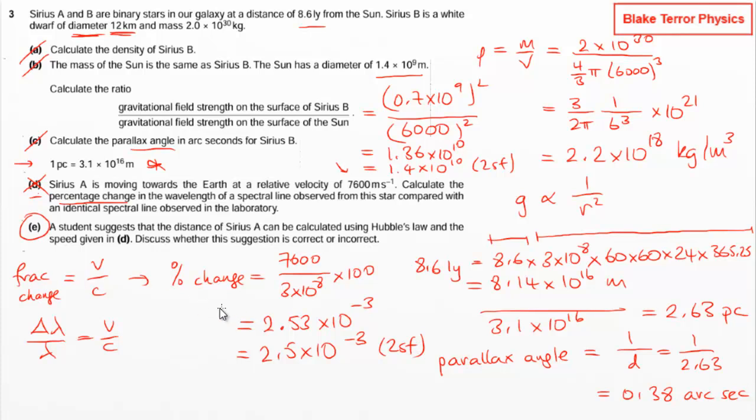Last part. A student suggests that the distance of Sirius A can be calculated using Hubble's law and the speed given in D. Discuss whether this suggestion is correct or incorrect. Well, no, we spoke about this in the previous question, actually, with the definition of Hubble's law. So we need to say that no, Hubble's law applies to objects outside of the Milky Way, not to objects within our own galaxy. So that sums up that last bit.